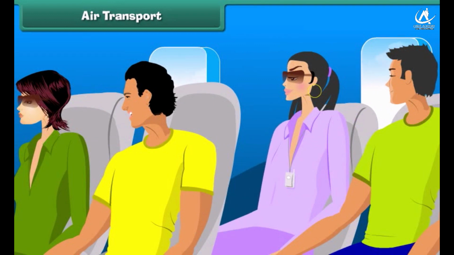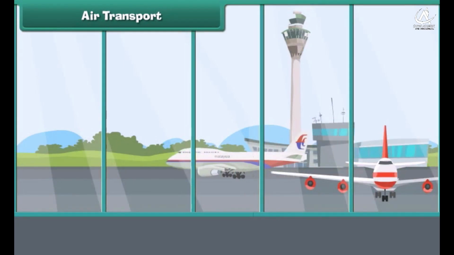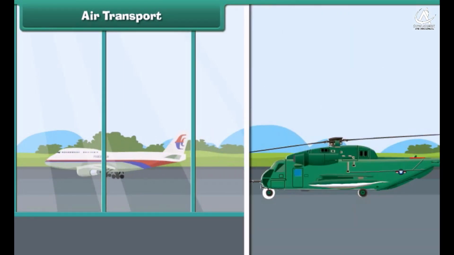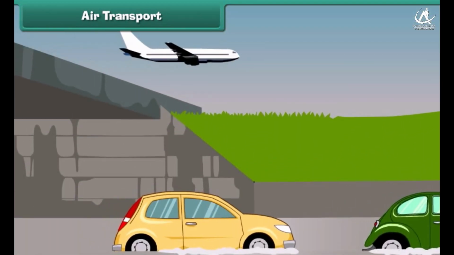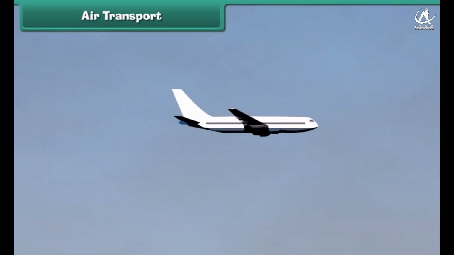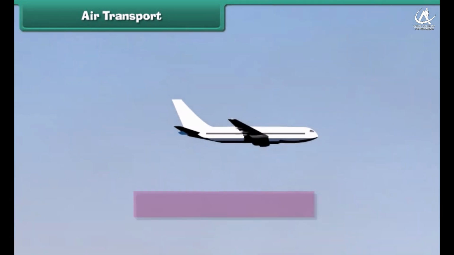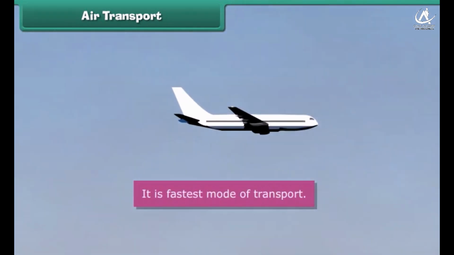Air transport. The movement of goods and passengers from one place to another by means of aeroplanes and helicopters is called air transport. Air transport is very useful in transporting goods and passengers during natural calamities like earthquakes and floods. It is the fastest mode of transport.